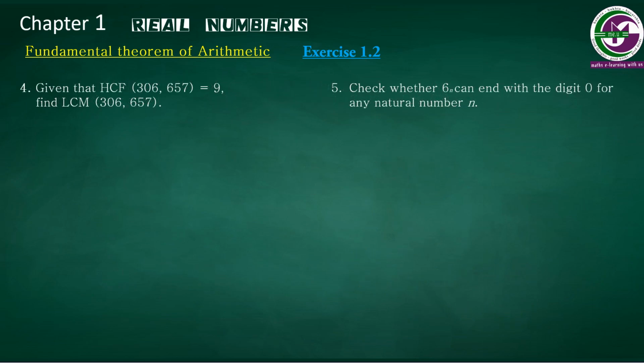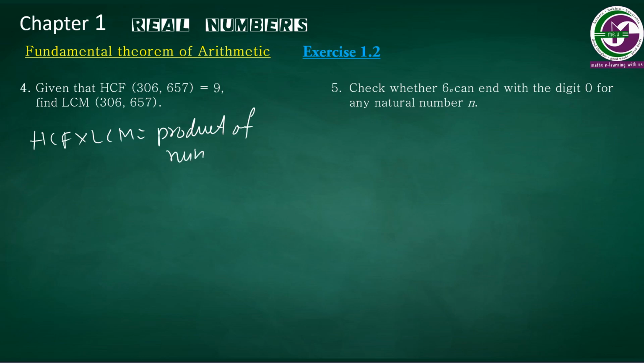The fourth question is, given that HCF of 306 and 657 equals 9, find the LCM of 306 and 657. So we know the relation: HCF times LCM equals product of the numbers.